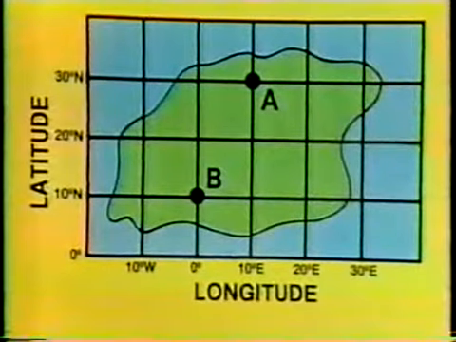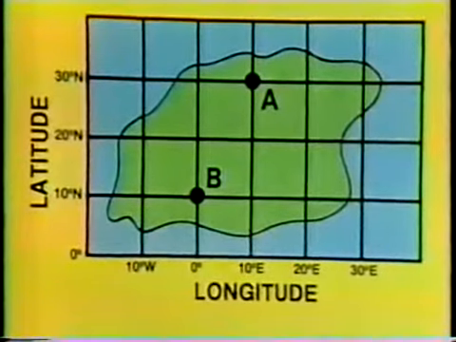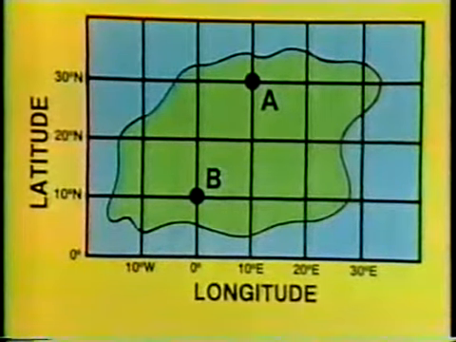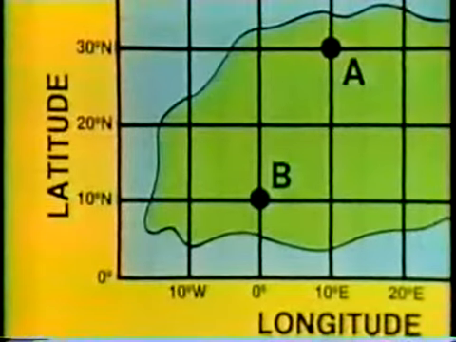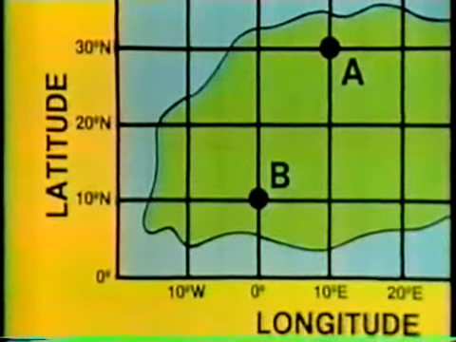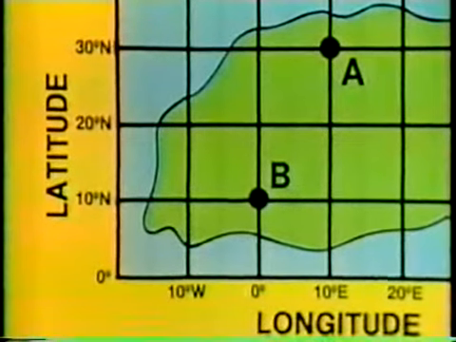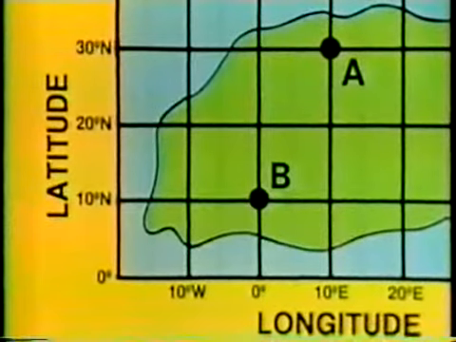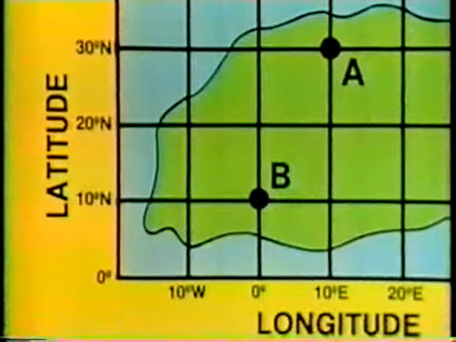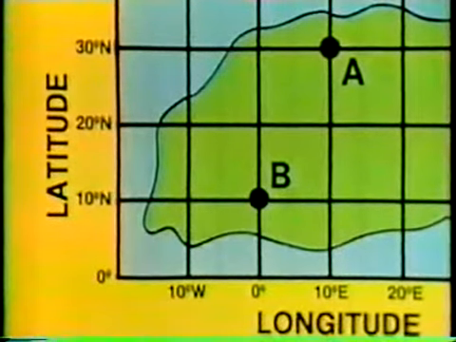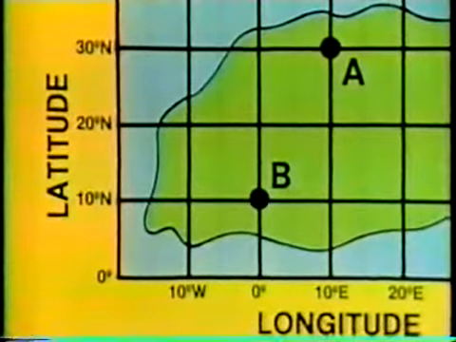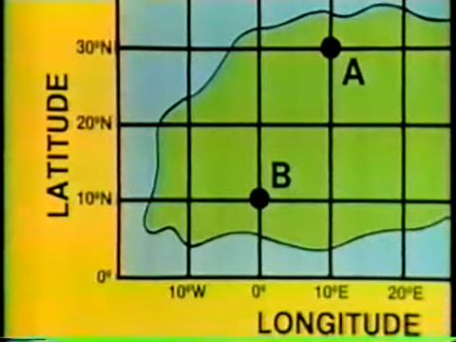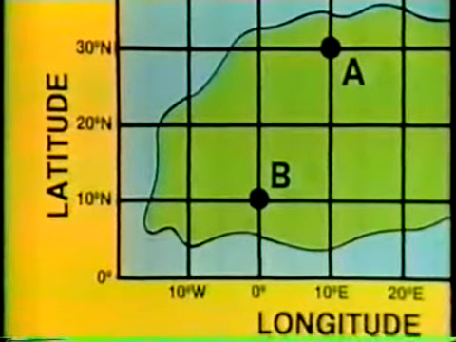On this grid map, the city whose latitude is 30 degrees north latitude and 10 degrees east longitude is at which point, A or B? Point A is correct. How many degrees of latitude are between points A and B? There are 20 degrees of latitude between the two, since we start at 10 degrees north and stop at 30 degrees north. Can you remember which lines on a grid are the latitude lines?